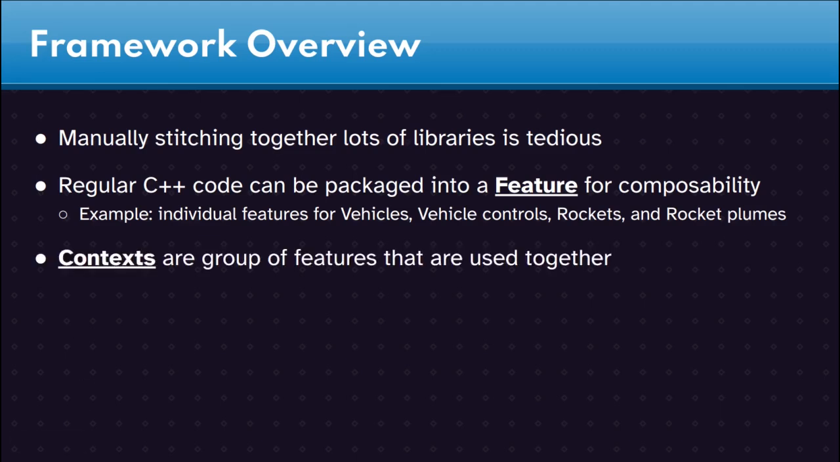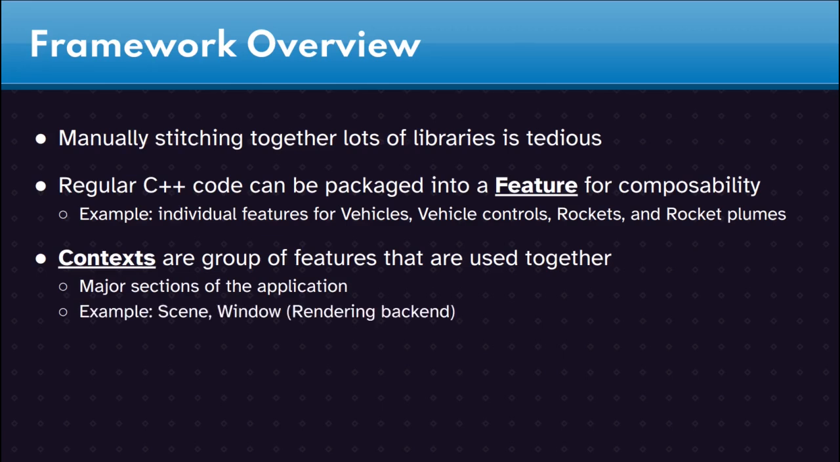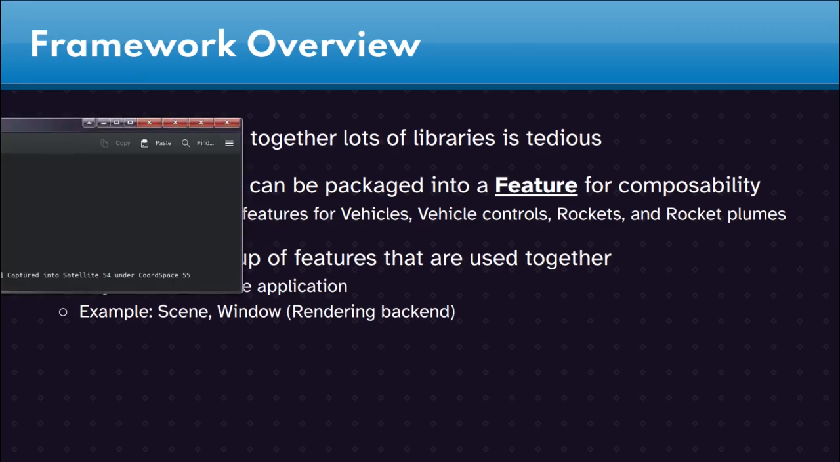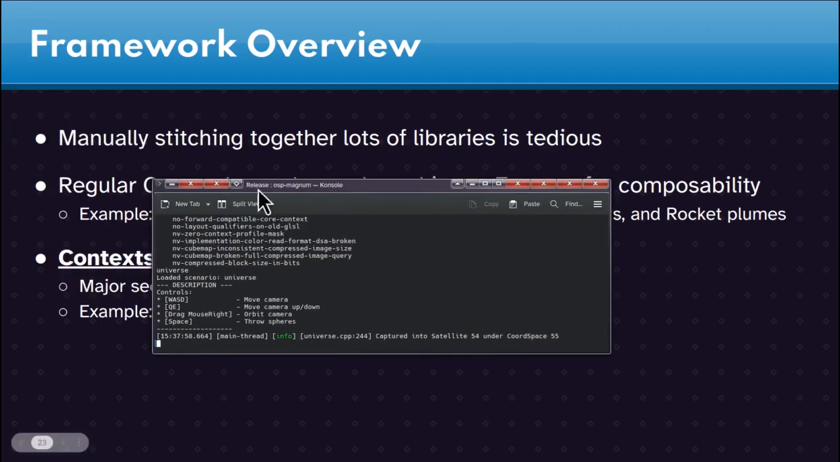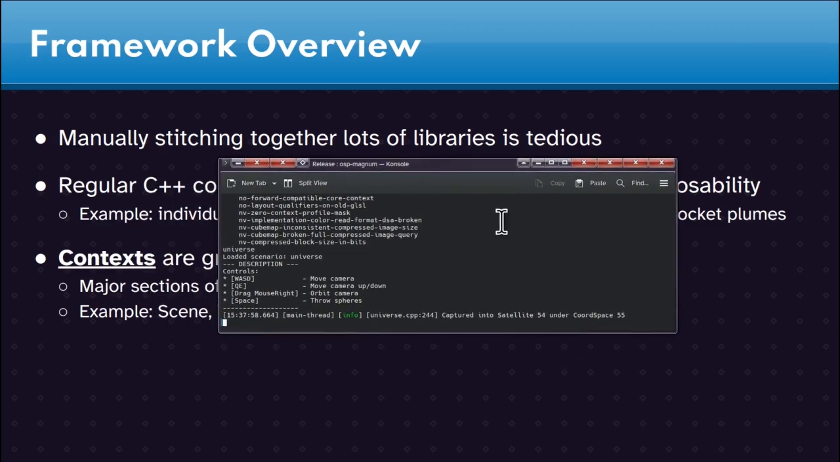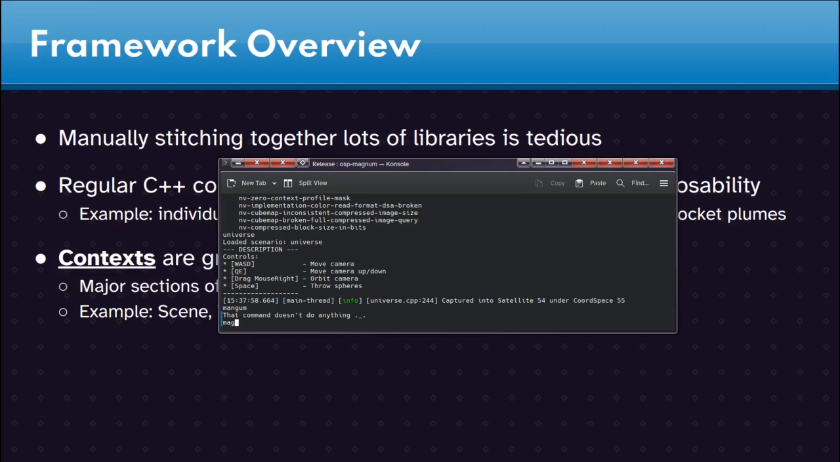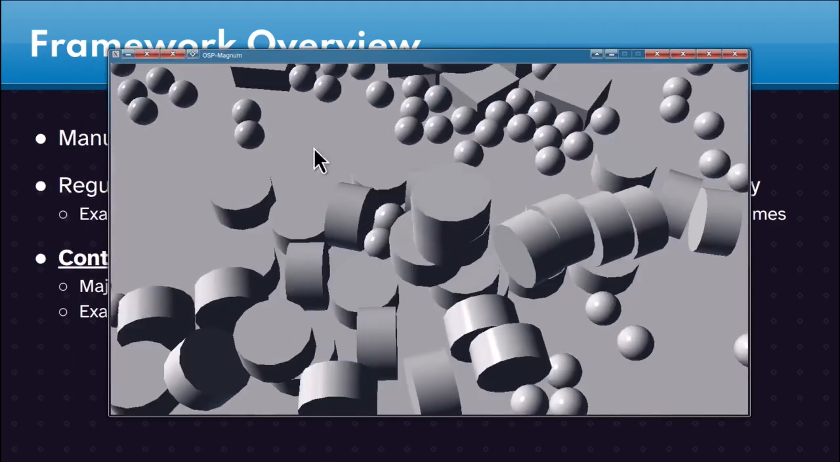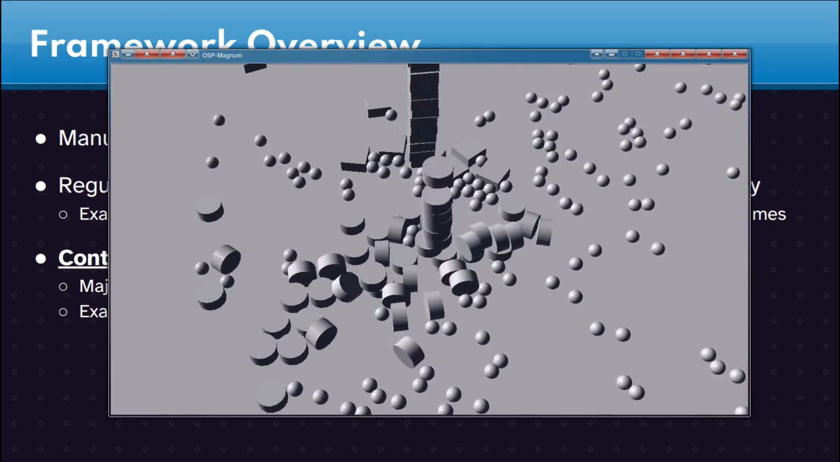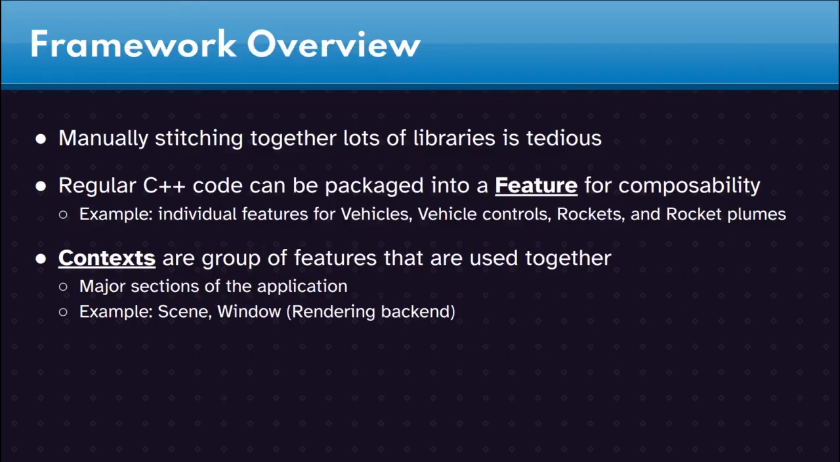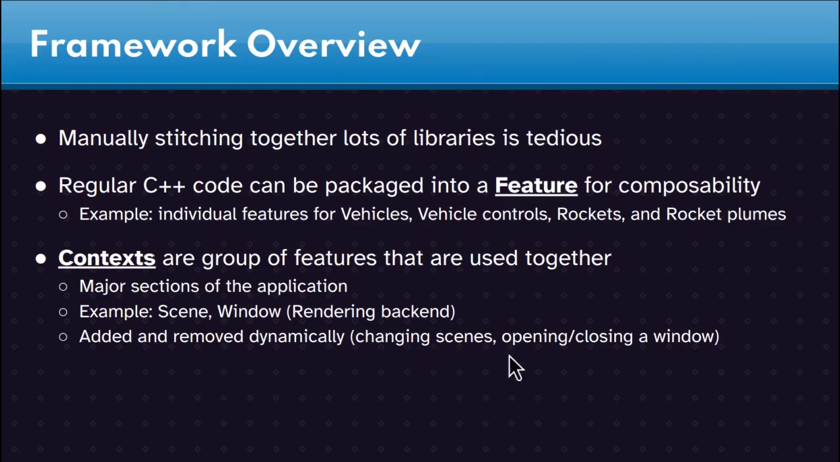And there's also something called contexts. These are major sections of the application, pretty much. So if you have a scene or a window, like I showed before, I can just close the window and reopen it. Right now the window is closed, but the scene context still exists. And again I can just run Magnum, and that would reopen the window and recreate what's called a scene renderer. And it just comes back. Again, they can be added and removed dynamically. So changing the scenes, closing the window, that's exactly what I was doing previously.